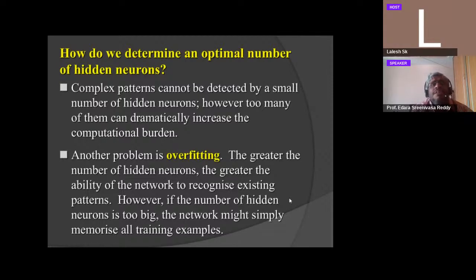Complex patterns cannot be detected by a small number of hidden neurons. However, too many of them can dramatically increase the computation. Of course, 90 is not at all a big size. But if you increase the number of hidden neurons, time increases. If you reduce the number of hidden neurons, you cannot identify the complex patterns. And also overfitting: if the number of hidden neurons is more, there is overfitting. If the number of neurons is too big, the network might simply memorize all the time.